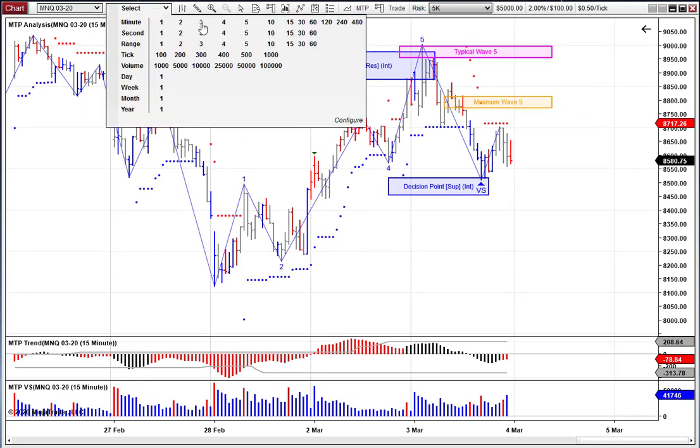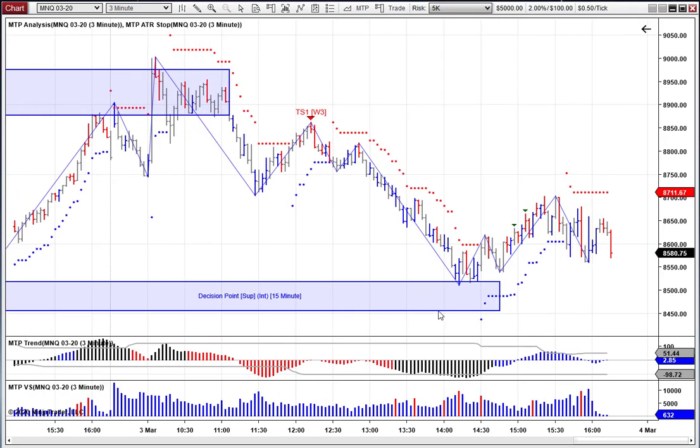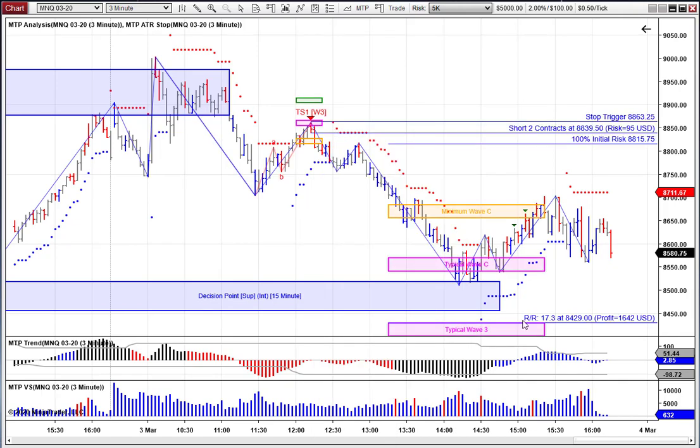So what difference would that have made for your 3-minute chart? Well, now you can see how clearly the 15-minute DP caught the low of the day beautifully. So if you were in this trade here and you now got down to this higher time frame support, you would have been sitting on a profit of approximately 13R, or 13 times greater than initial risk.